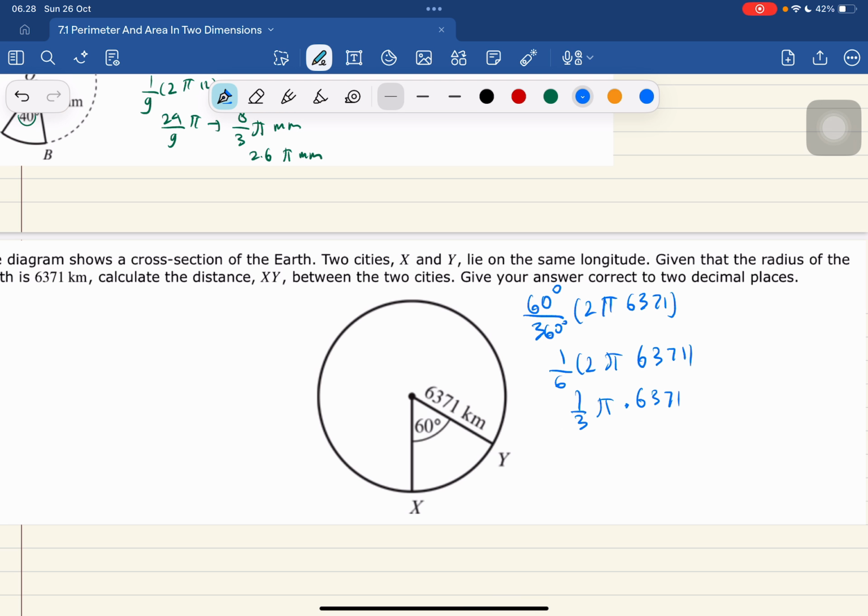Okay. If we want to give the correct answer, so first let us make it 6371. We multiply it with pi and we divide by 3. So this will give us the answer if we do decimal place. So 6671.7 kilometer.